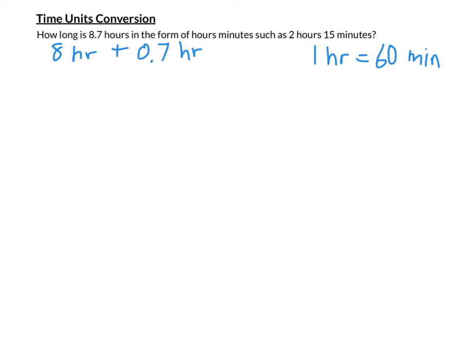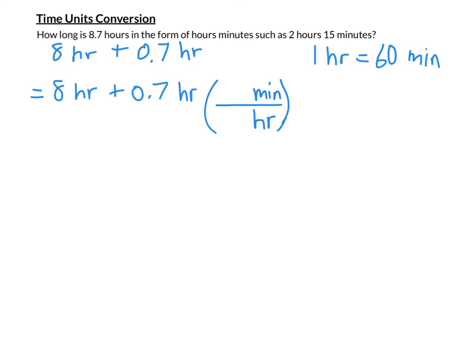We can also think of it using our unit cancellation. In order for me to cancel hours then, the question is, do I put hours on the top or on the bottom? I have to put hours on the bottom. That makes minutes on the top, which means I have 60 minutes over 1 hour.